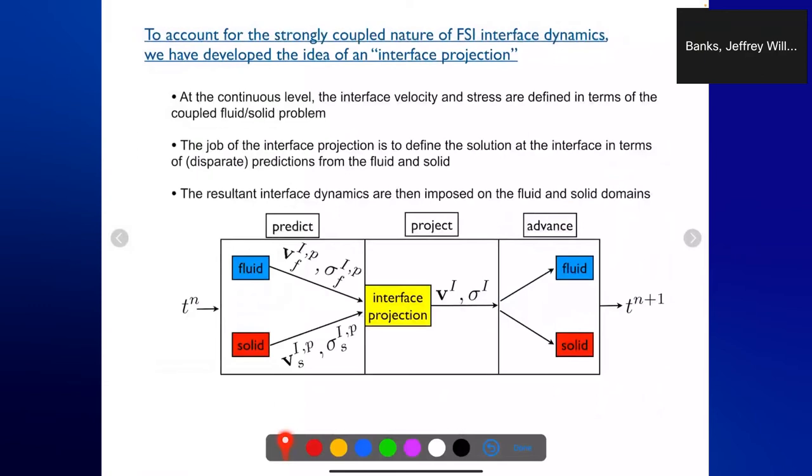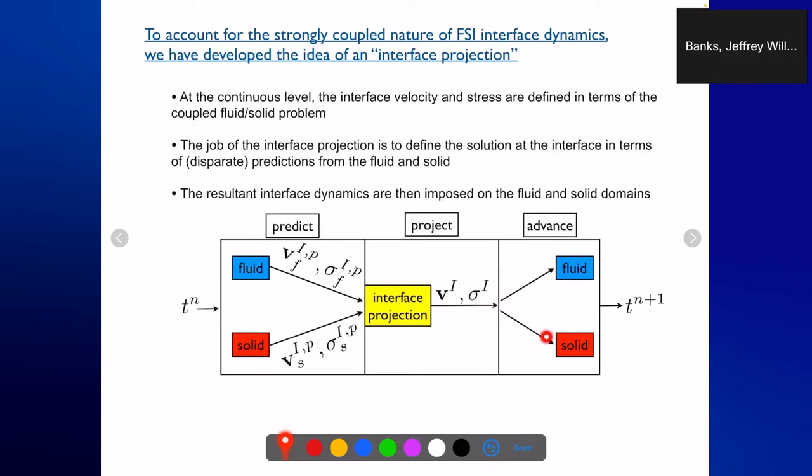Well, I've got this picture here, and the basic idea is that the fluid thinks there's a velocity at the interface and the solid thinks there's a velocity at the interface. The fluid also thinks there's a stress at the interface and the solid thinks there's a stress at the interface. It's not correct to say that the fluid applies the stress to the solid and the solid applies the velocity to the fluid, but the flip is not true either. So we've come up with a way to put these two predictions into an interface projection. We have a way of saying, what is the actual interface velocity and stress? Those are then applied as boundary conditions to the fluid and the solid, and then we advance. That's the basic idea.